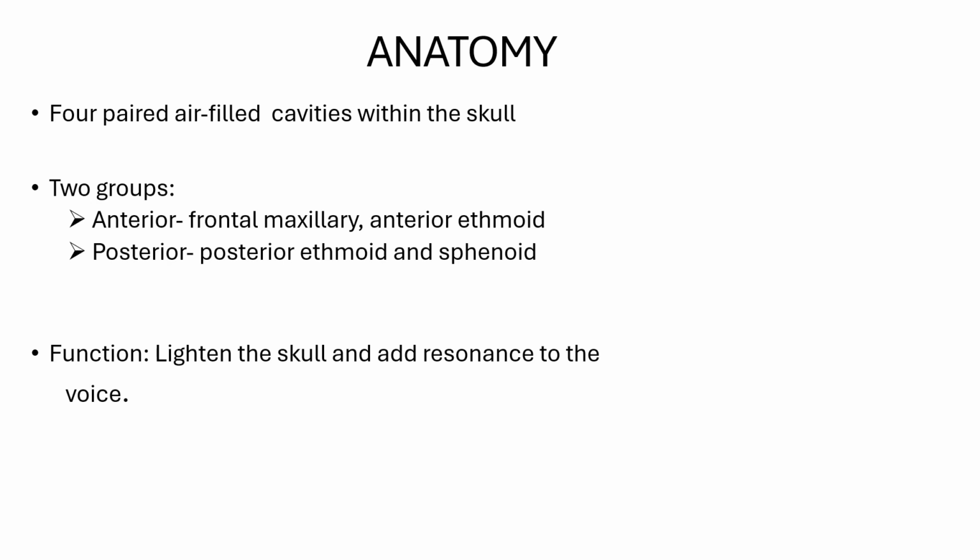Paranasal sinuses usually consist of 4 paired air-filled spaces within the skull, and they have several functions like lightening the skull, adding resonance to the voice, and humidification of the air. They are divided into the anterior and posterior group. The frontal, maxillary and anterior ethmoid sinuses are considered the anterior group, and the posterior ethmoid and sphenoid are considered the posterior group.